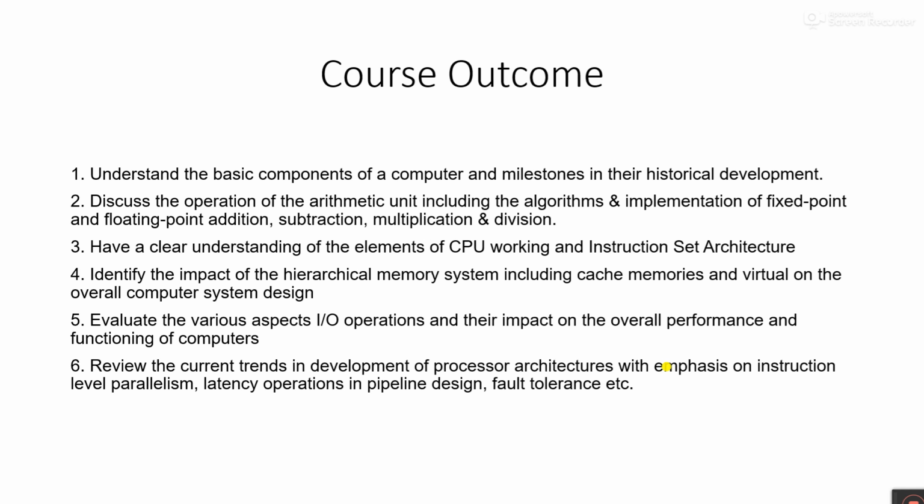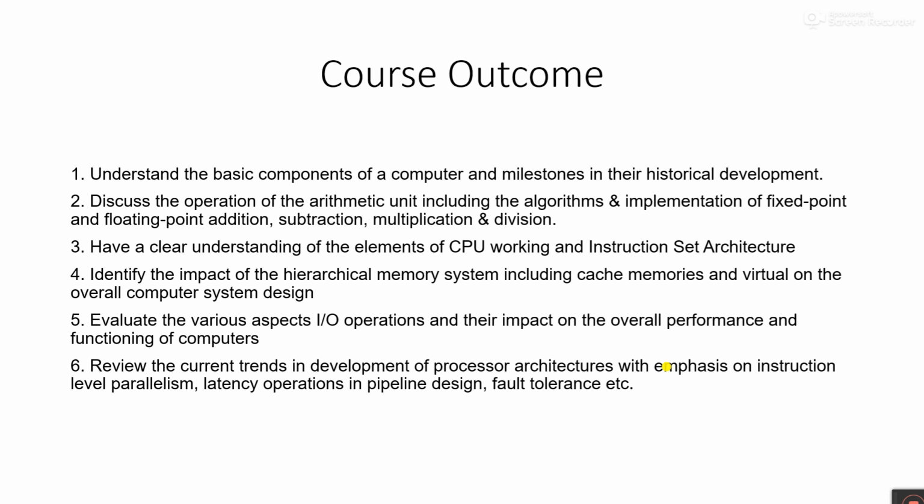For floating point and non-floating point numbers, you will have a clear understanding of the elements of CPU working and instruction set architecture. We will discuss how the CPU works and how the instruction set architecture works. Next, we identify the impact of the hierarchical memory system, including cache memory and virtual memory, on the overall computer system design. We will discuss how cache memory works, how it affects the speed of the system, and what the basic structure is. We will discuss all these things.